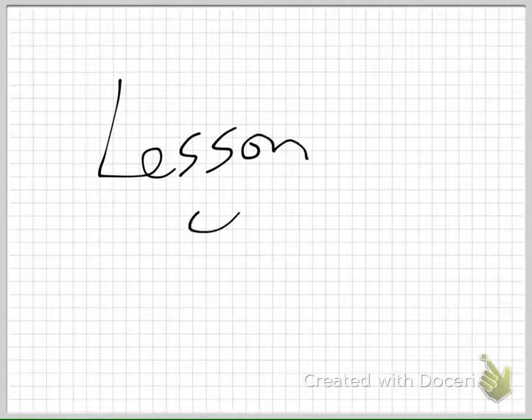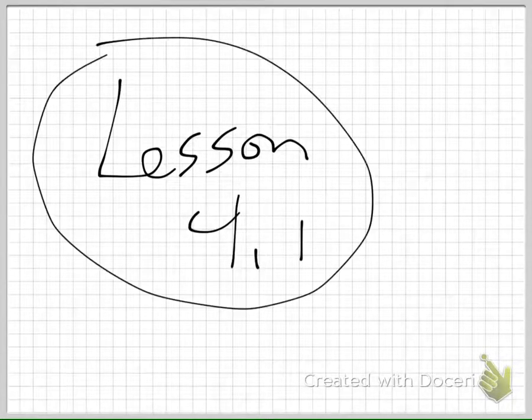Okay, this is Algebra, lesson 4.1, graphing equations in slope-intercept form. First of all, let me explain slope-intercept form. We've already learned about standard form.